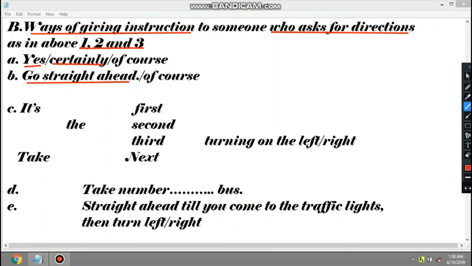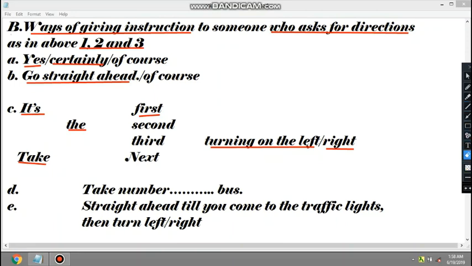Or, could you tell me where the nearest bank is? You can say it is the first turning on the left, or take the first turning on the right. Left or right. This is possible.